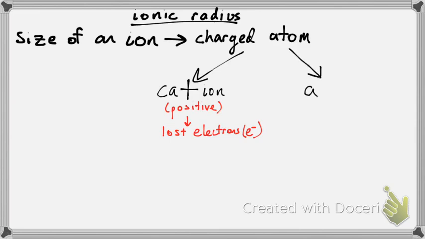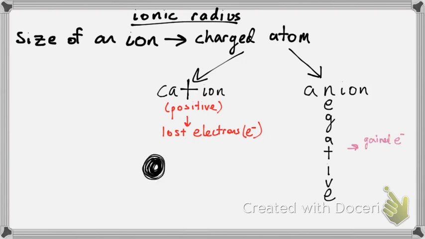But if my atom instead gains electrons, it becomes a negative ion, or an anion. An anion, I remember it like this: I look at the N and I can write negative down that line, and that's if my atom has gained electrons. So if I think about my cation, if I lose electrons, I become smaller. And for my anion, if I gain electrons, I get bigger.